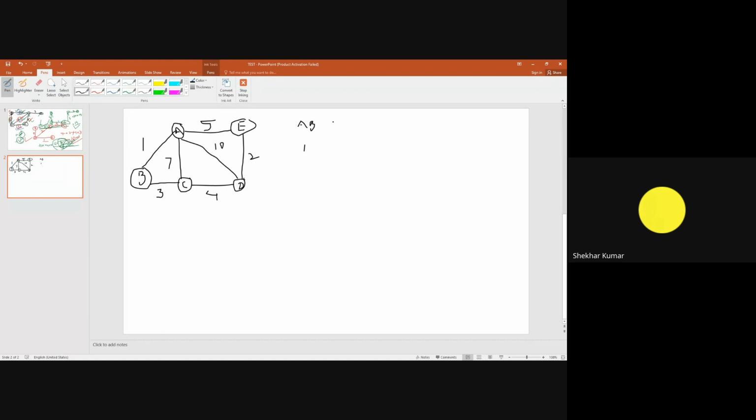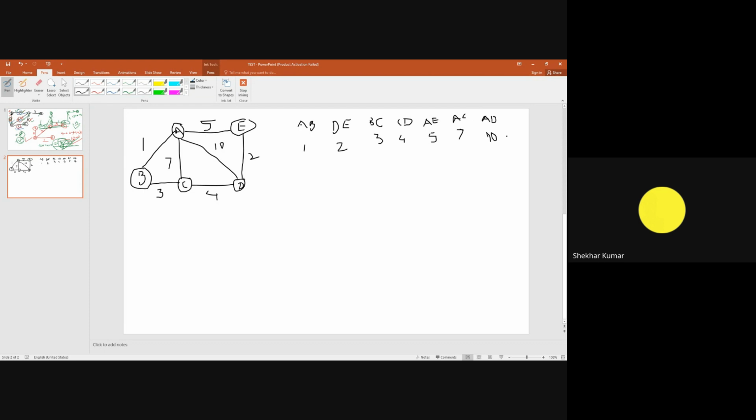and DE has the second minimum weight, that is 2, and BC has the next minimum weight, that is 3, and CD has the next minimum, that is 4, and AE has the next minimum, that is 5, AC has the next minimum, that is 7, and AD has the next minimum, that is 10.